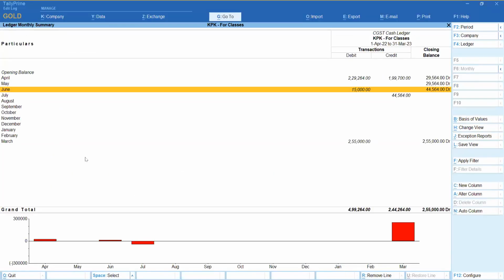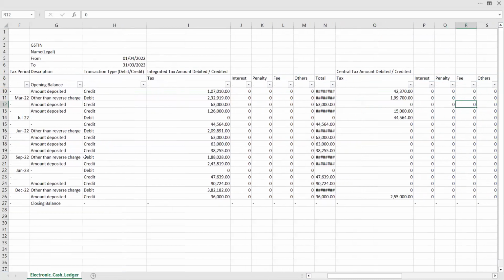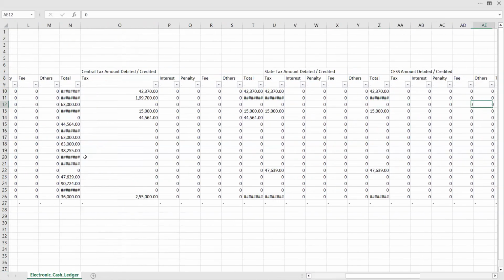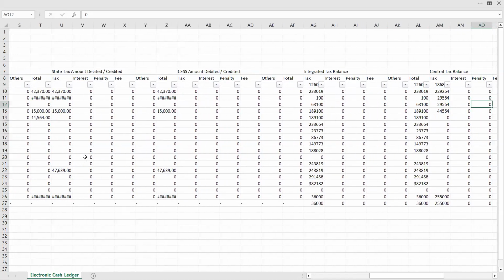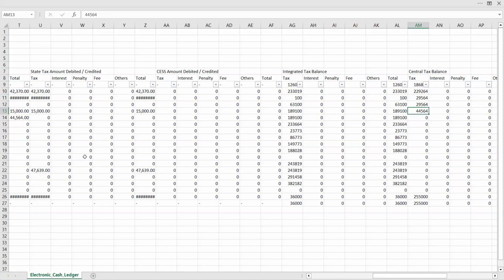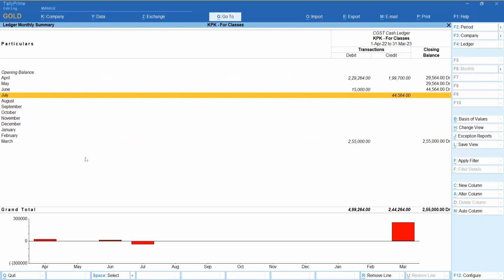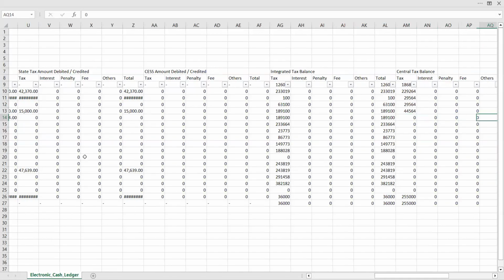Then we are utilizing that money in the subsequent period. Opening balance, whatever the balance, you see here, there was a balance of 44,564. You are able to see 44,564 in Tally also in June. We are utilizing it on 19th July, which gets the closing balance as zero. That 44,564 has been utilized, and the closing balance is zero.